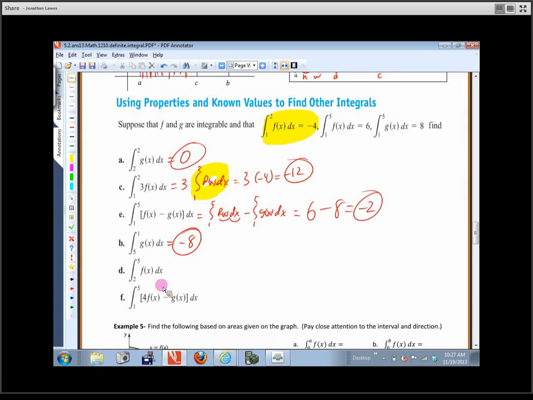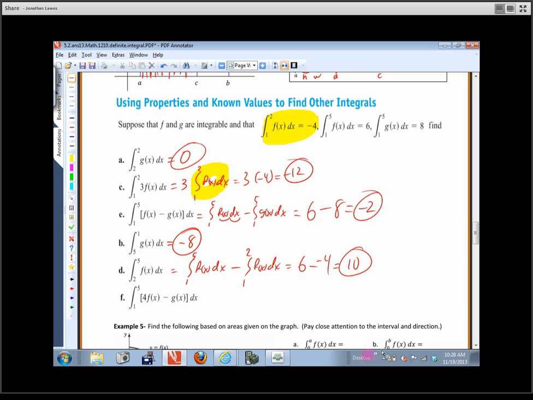Okay, they don't have any that are from 2 to 5. I've got from 1 to 2 and from 1 to 5 on f. So if I only want from 2 to 5, I'm going to take the whole thing. I'm going to take the integral from 1 to 5 of f of x dx, and I'm going to subtract off the piece I don't want. What piece don't I want? I don't want the integral from 1 to 2 of f of x dx. So that's going to give me 6 minus -4, which is 10. So the answer on this is 10.